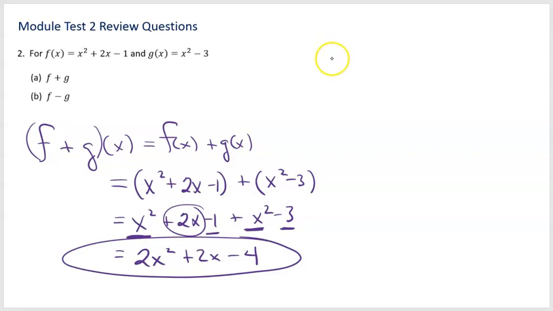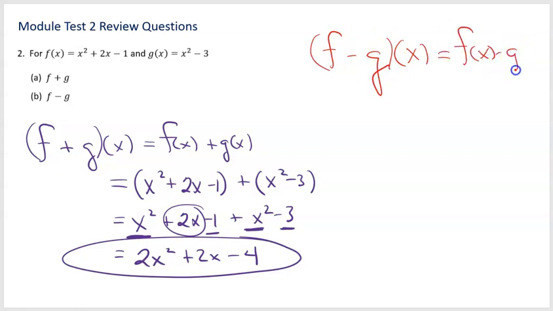The thing is, when students do, or anybody does f minus g, there's more trouble. And the reason is distributing negatives. So by definition, that's f of x minus g of x. The parentheses in this case are absolutely required. So I'm minusing x squared minus 3. Notice I put f of x first and g of x second. That's what's required when it's f of x minus g of x.